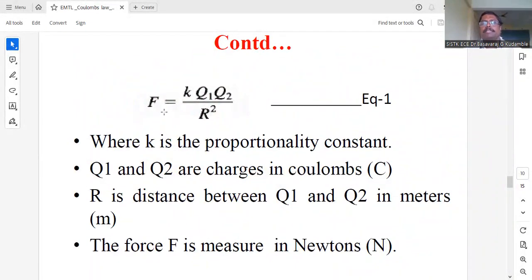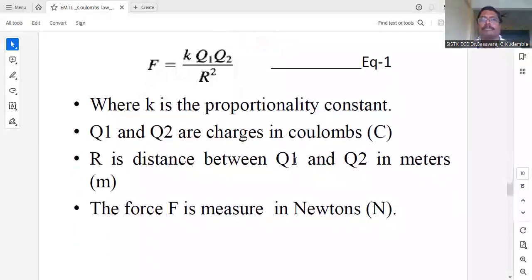So let us see, the force between 2 charges can be represented in equation form as F equal to K Q1 Q2 by R square, where K is the proportionality constant and Q1, Q2 are the charges in coulombs. R is the distance between Q1 and Q2 in meters. Here F is measured in newtons.